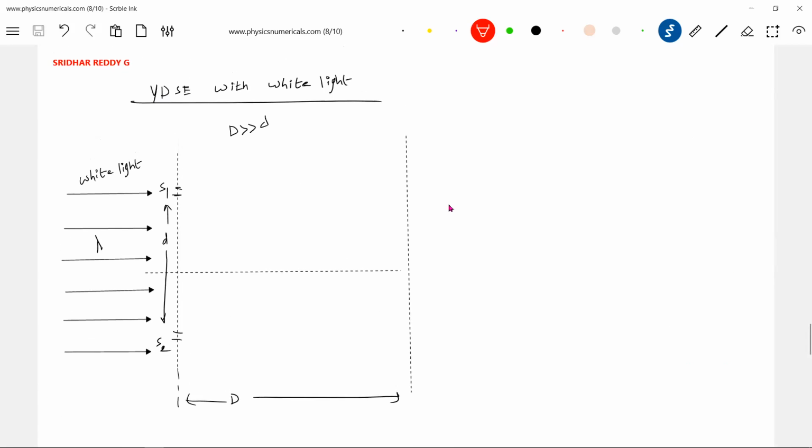There's another one: YDSE with white light. White light will illuminate the slits. Then what happens to the interference pattern on the screen? Okay, now before that we'll go for the break.